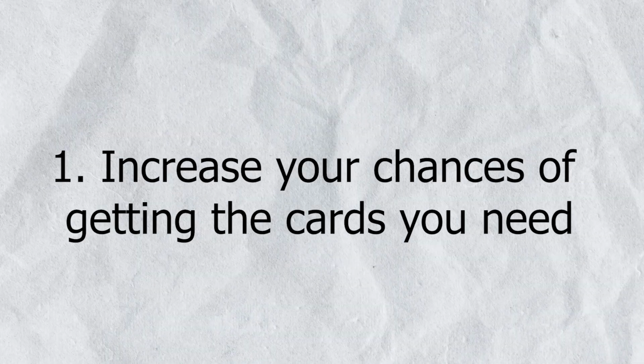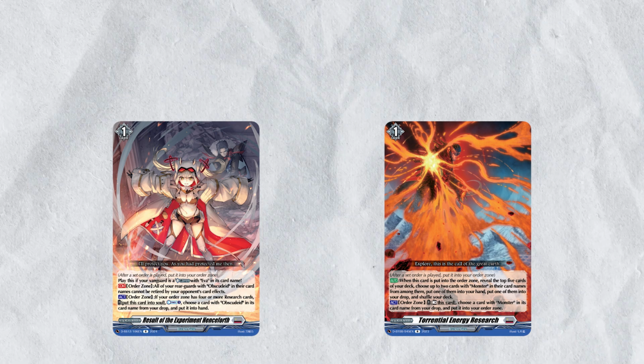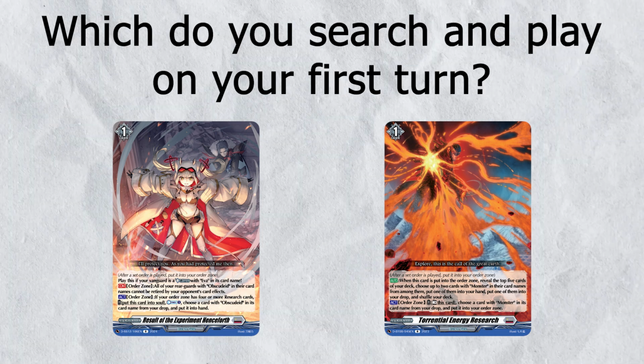Sequencing can increase your odds of getting the cards you need. For our first example, Eva's Grade 1 and 2 in the ride line each search an order. Let's say you have to search out one of each, Result of the Experiment Henceforth, and Torrential Energy Research. Which order do you search out and play on your first turn?